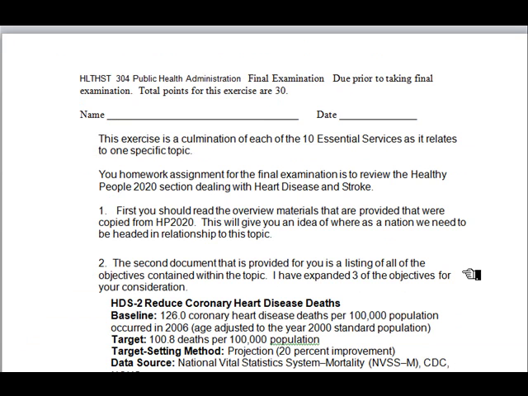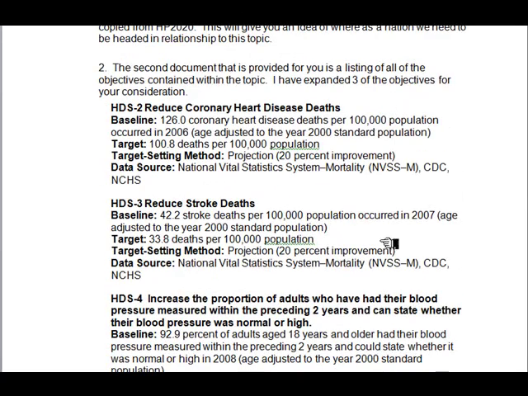Finally, I'd like to take a few minutes to just go through the homework assignment that you'll be completing for the final exam. What I've done is gone to Healthy People 2020, and we're going to take the essence of the 10 essential services, and you're going to develop those based on one of the topics. So what I'm asking you to do is take one of these topics, select whichever interests you, whether it's reduce coronary heart disease or reduce stroke deaths, or in terms of having blood pressure monitored and all that, and go through that.